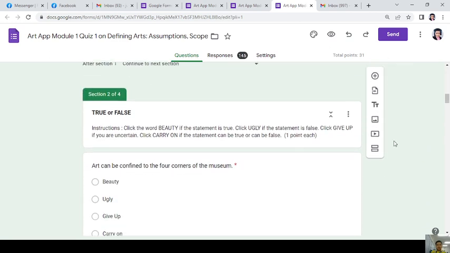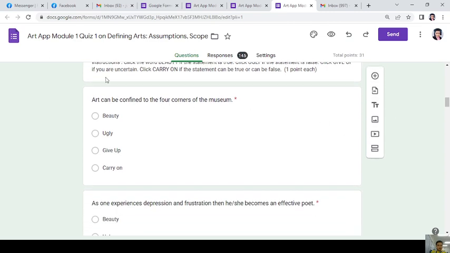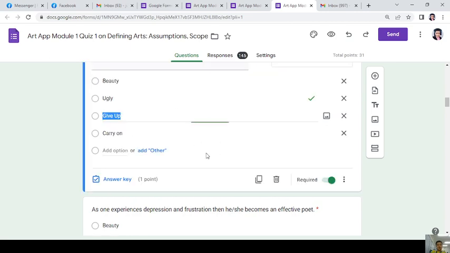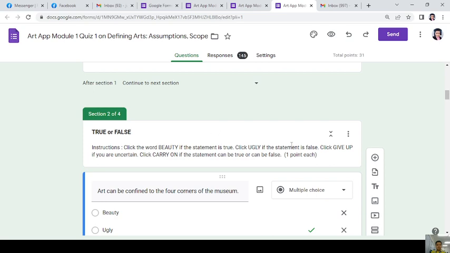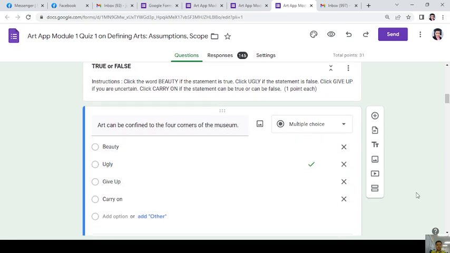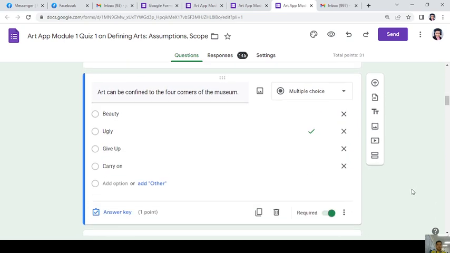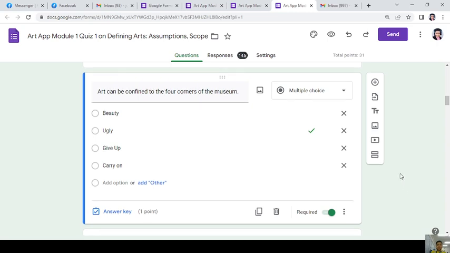So here, true or false? Art can be confined to the four corners of the museum. So the answer here is false. Art cannot be confined in four corners because again art is everywhere.